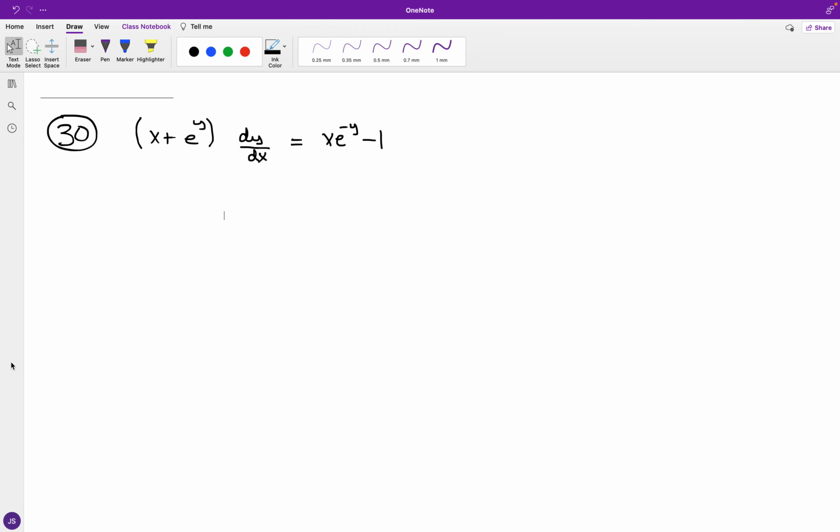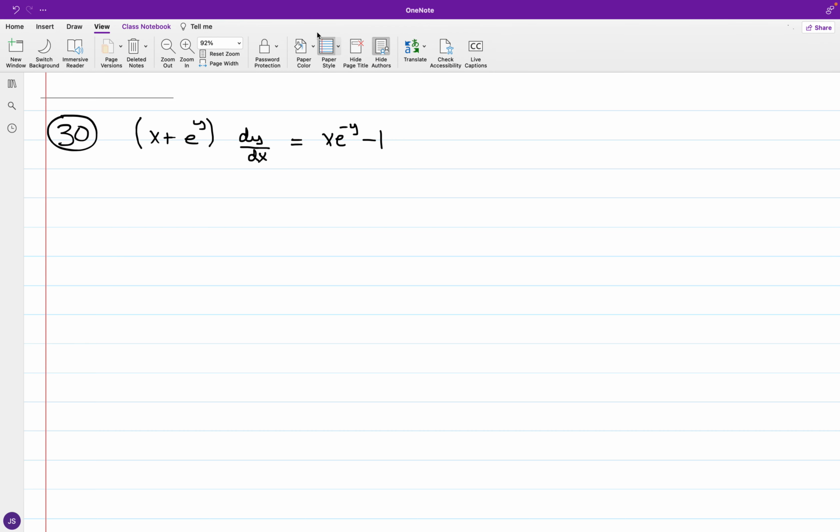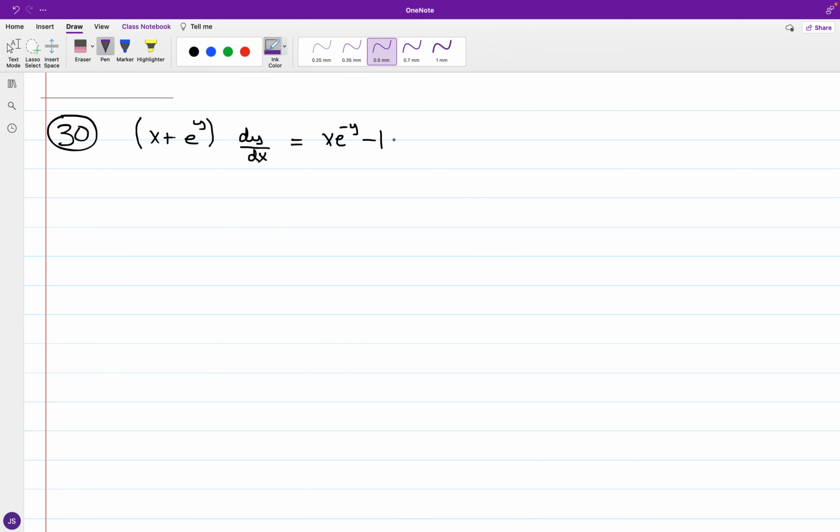Okay, for what we have in the case of number 30, this problem is rather tricky. It's not a Bernoulli equation, it is not a homogeneous equation, and it is one of those that requires a rather tricky v substitution. In this particular problem, we have the quantity of x plus e to the y, dy over dx is equal to x times e to the negative y minus 1, and just rewriting what I have here.